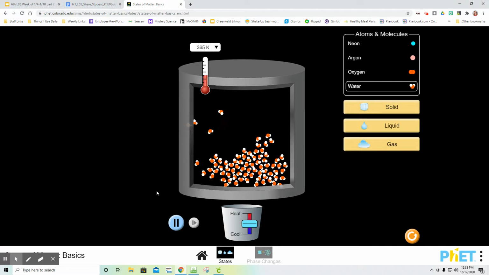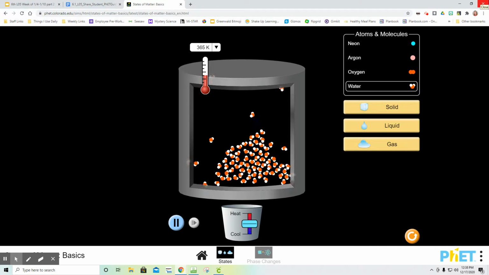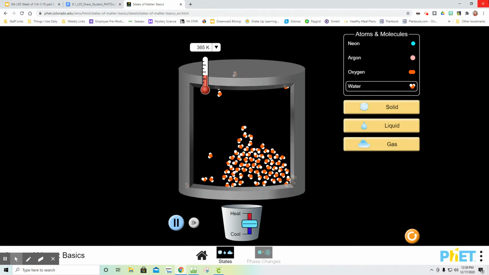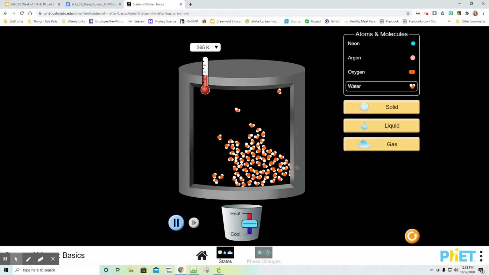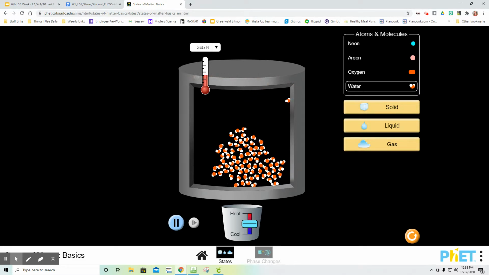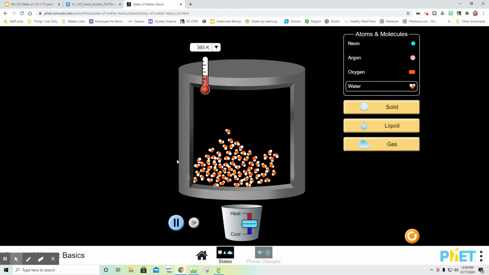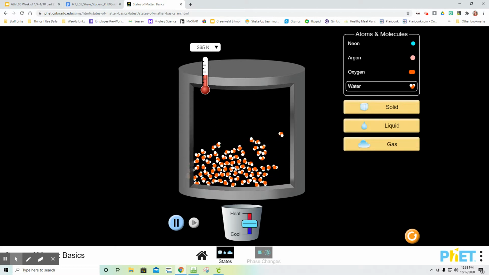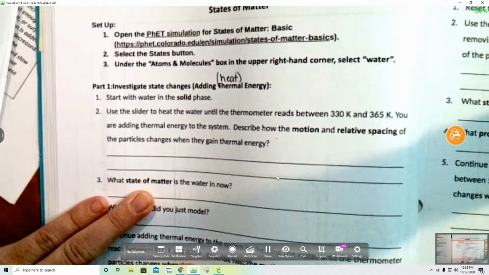What did that water do? It says to describe the motion and relative spacing of the particles. While we added thermal or heat energy, notice the water particles are moving more quickly than when they were a solid. Notice they're kind of spinning around and moving more quickly. They are still touching, but they're slipping and sliding past one another. Some of them are kind of branching off, but for the most part, they are still slipping and sliding. Now, what does that sound like to you? What state of matter does that sound like that we've heard of before?